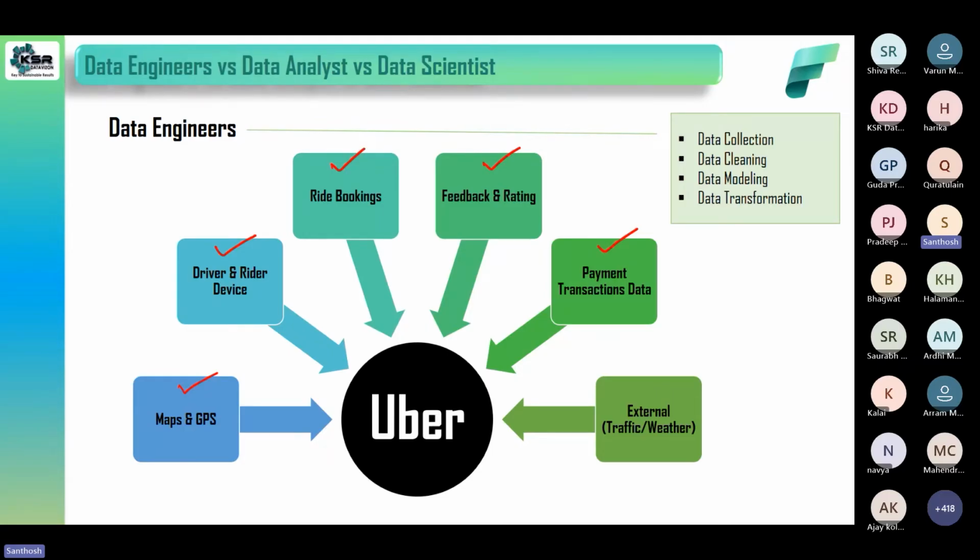Now all of this information, if you talk about maps, GPS, payment, feedback, ride sharing, is coming from different teams. One thing you need to understand is this is not happening in one place as of now. Certain teams are working on the payment side, certain teams on the GPS side, certain teams on the rider information, certain teams on the external factors. Now as a data engineer, what I need to do is go and bring everything into one place. That is my first primary goal as a data engineer, right?